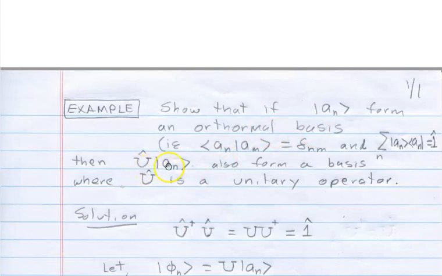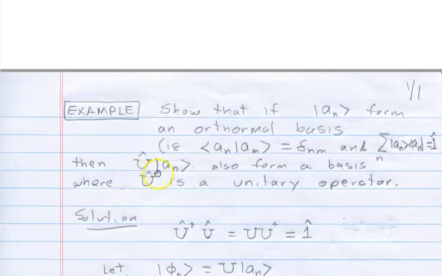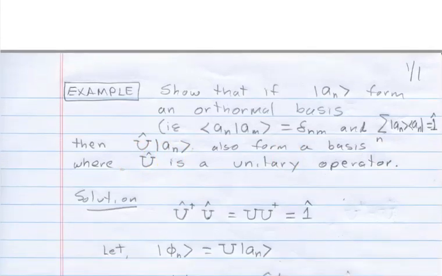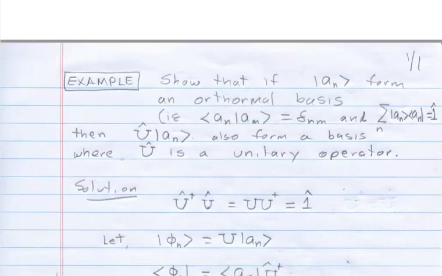Well, show that if you had one of these anyway, then a unitary transformation also forms a basis, where U is a unitary operator. So it transforms an orthonormal basis that's complete into an orthonormal basis that is complete. This unitary transformation does. And of course, unitary means U dagger is the inverse of U. So the Hermitian adjoint of a unitary operator is just the operator's inverse.